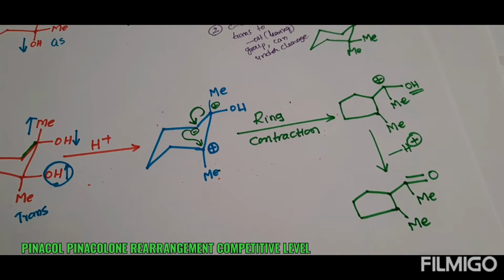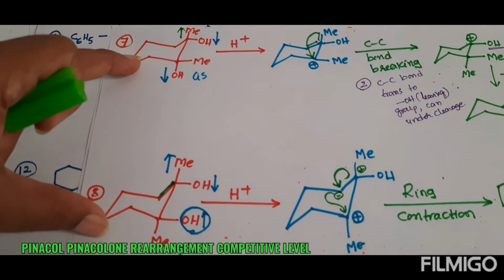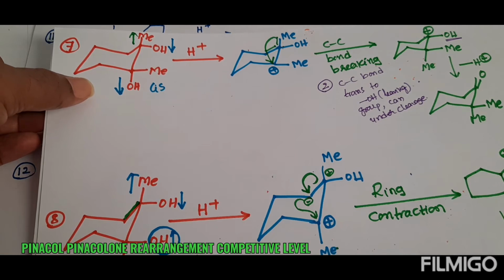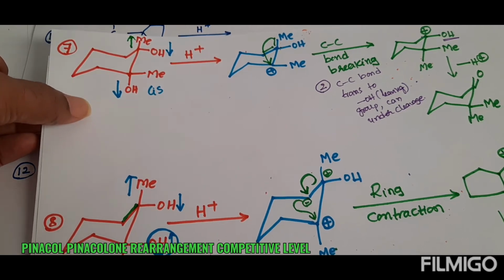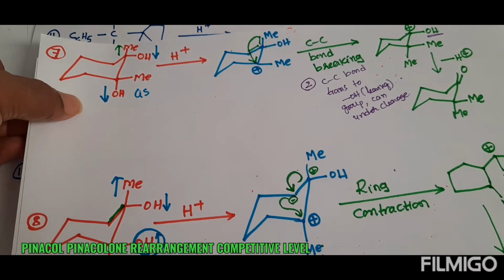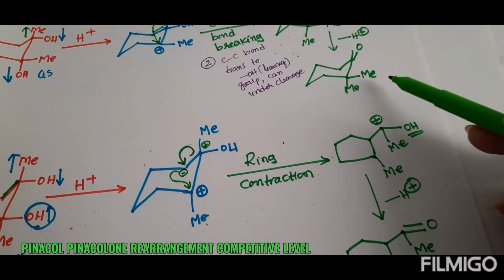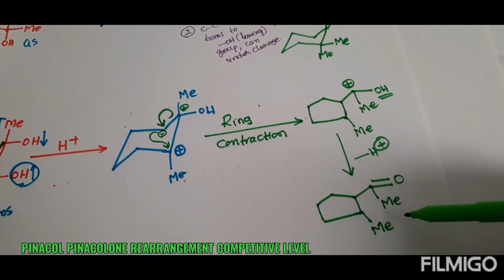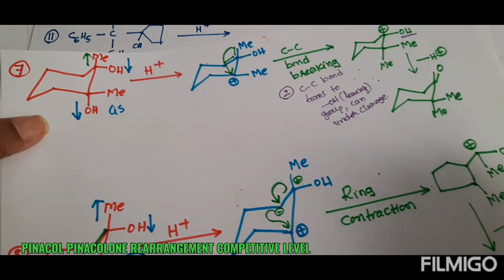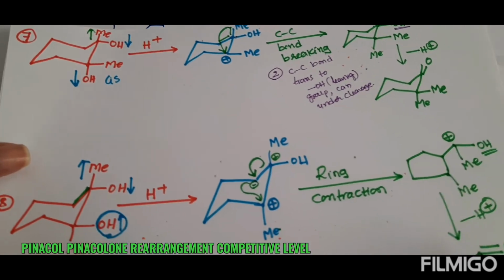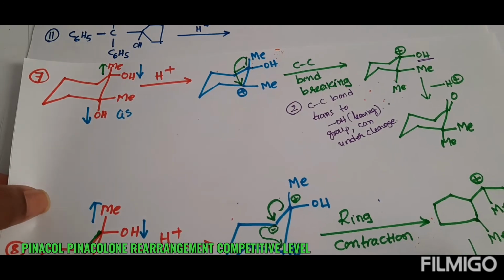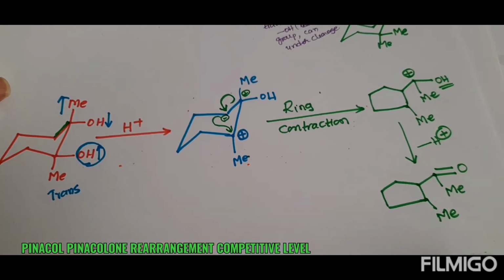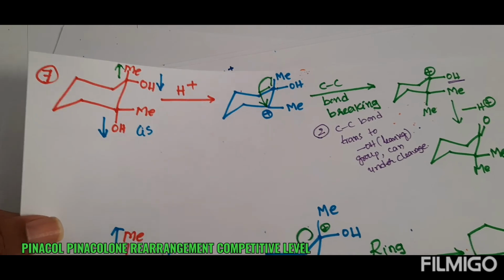So depending on the orientation of the groups, the same molecule, both structurally identical, but they are sterically different. Because of the difference in the stereochemistry, the products will be different. Getting my point? So one time ring contraction takes place, another time no ring contraction. So this is an important example for competitive exams, especially JEE Advanced and CSIR NET examinations. Right. Taking a few more examples.